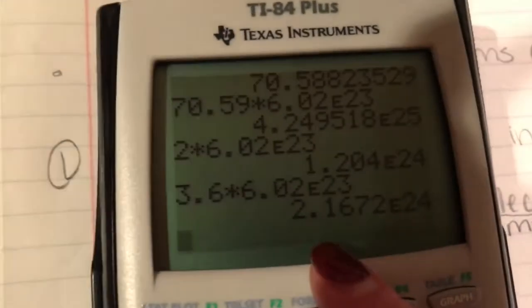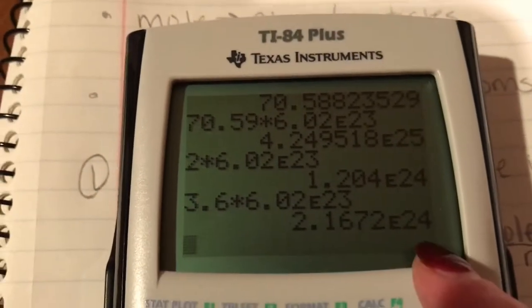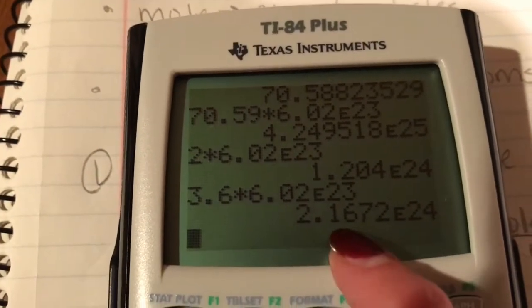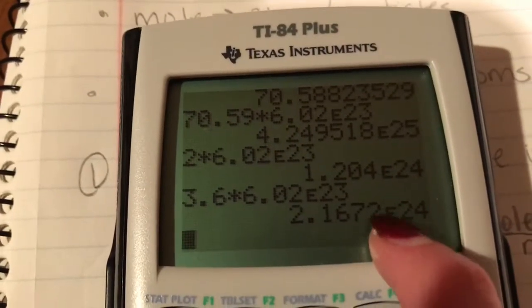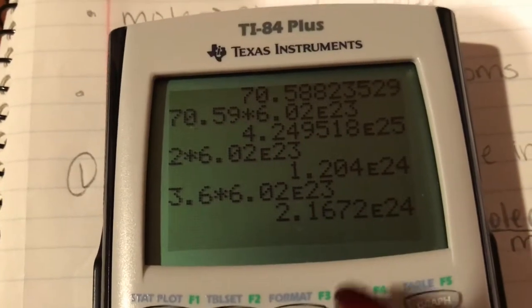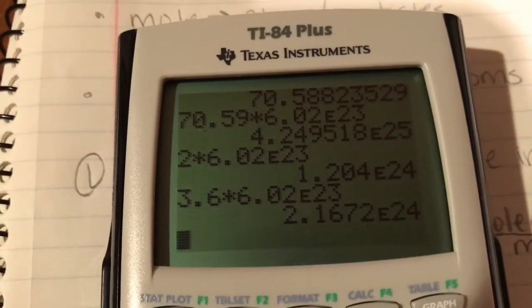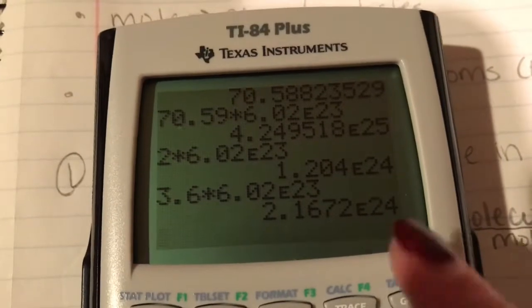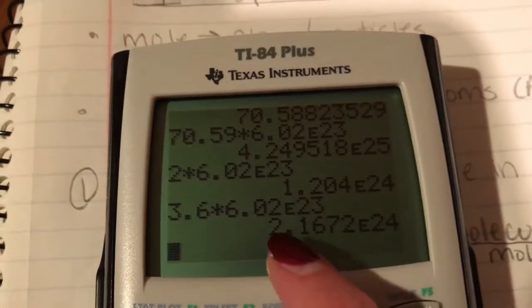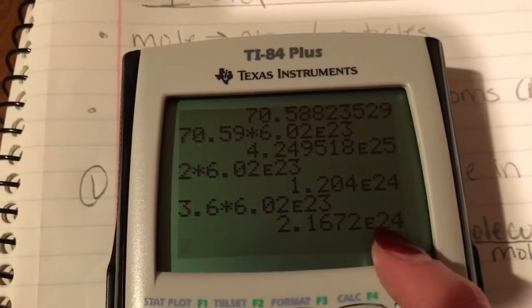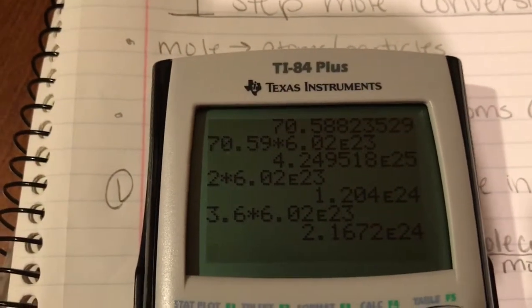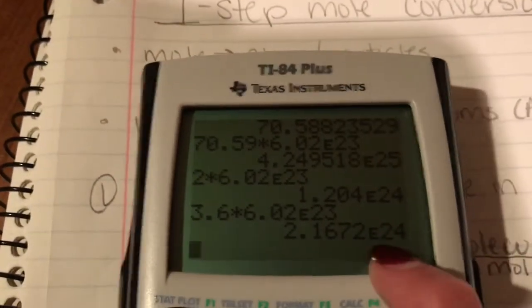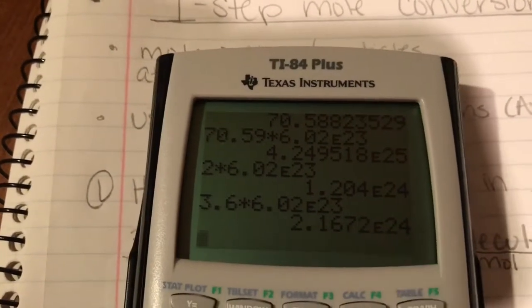This is my answer. And we're going to round to 2 places after the decimal. So my answer here is going to be 2.17, but you cannot leave off this E24. Because if you do, then that's saying you have 2.17 molecules, when in fact you have 217 with 22 zeros behind it. You have a very, very large number of particles. So we cannot leave off this part right here. That's where a lot of people go wrong.